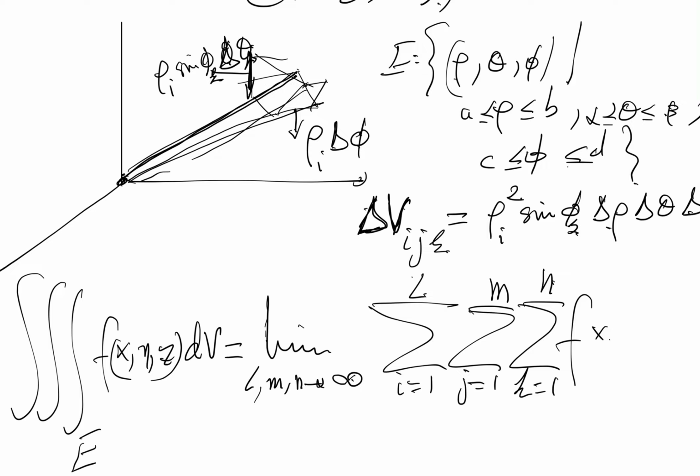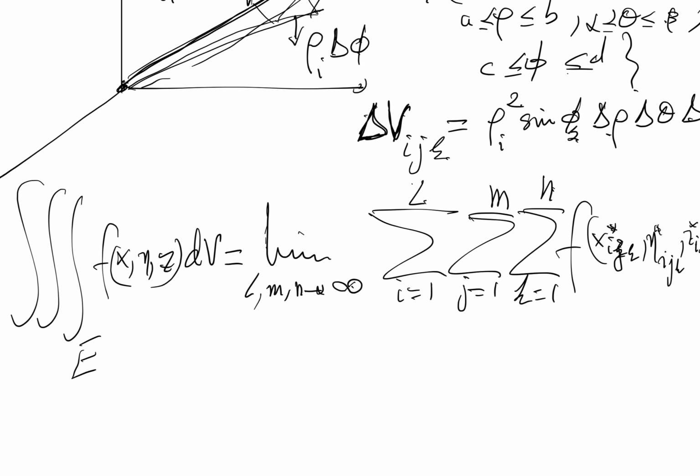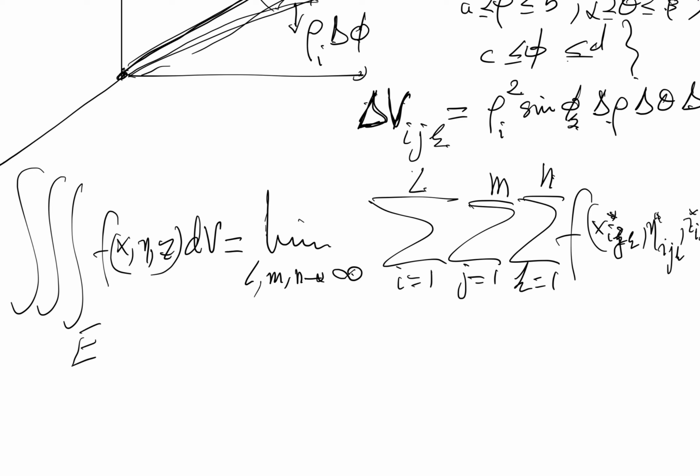So you have x i j k star, and then y i j k star, and then z i j k star of dV. And remember, the dV is nothing other than this one. That's the volume. You can take this one and replace it here, that's fine. This one is called triple integration. And now you're good to go to do some exercises about triple integration, okay? Let me just give you one example.